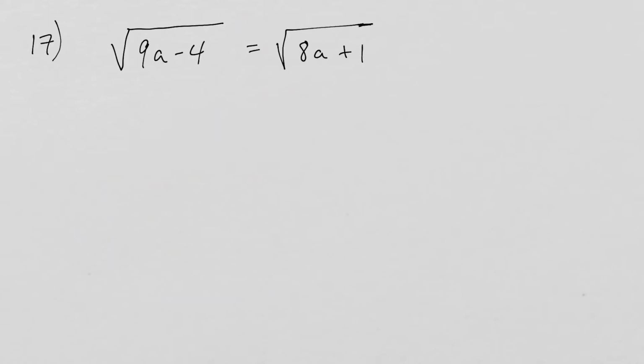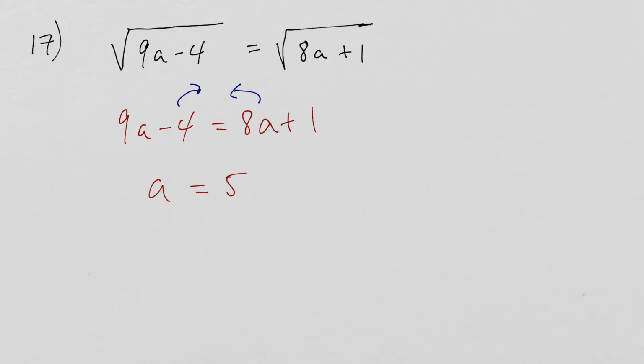Okay, here we have a radical equals a radical. When we're done, we should probably check that our solution cannot make either of these radicals equal to a negative number. So let's do this. I'm going to square the left and I'll get 9a minus 4. I'll square the right and I'll get 8a plus 1. And I'll move the 8a over and I'll get a. I'll move the 4 over by adding it and I'll get 5. So a is equal to 5.